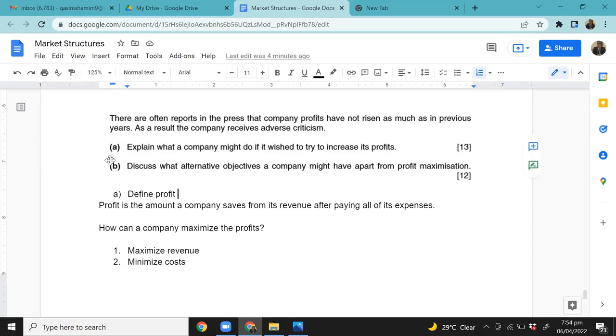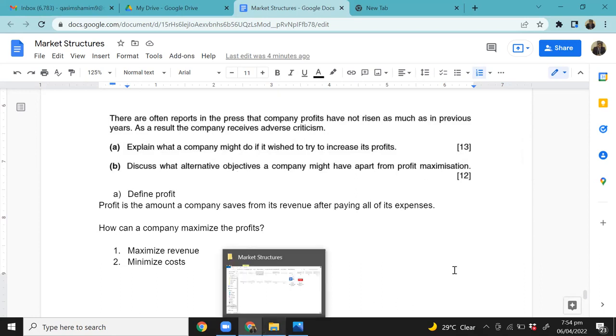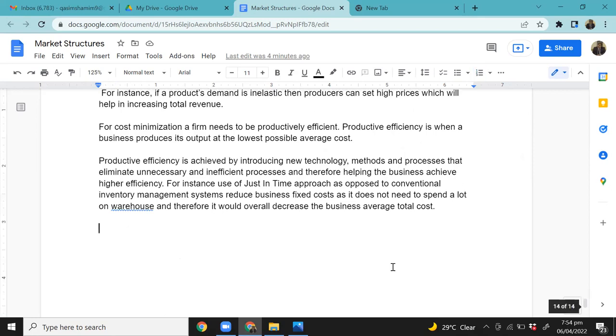Okay. Now coming to the B part, students: discuss what alternate objectives a company might have apart from profit maximization. Now we do know it's very much linked to what we were doing yesterday, so we'll not spend a lot of time. If you remember, we talked about other business objectives. So apart from profit maximization, a business is looking for other objectives as well, which includes market share, right? Higher market share, brand loyalty. I explained to you what brand loyalty is. So brand loyalty is when a customer only purchases your brand.